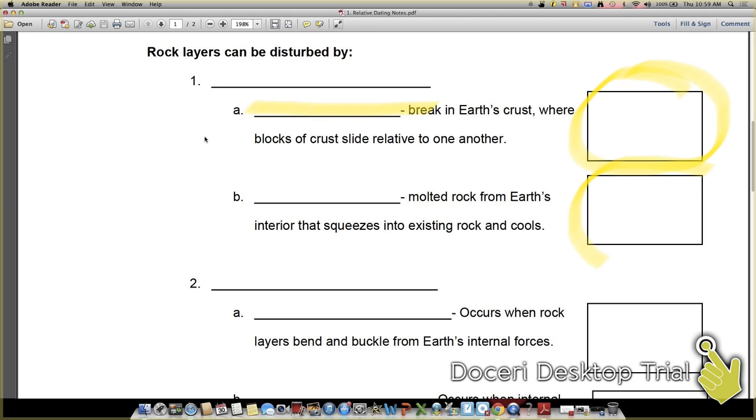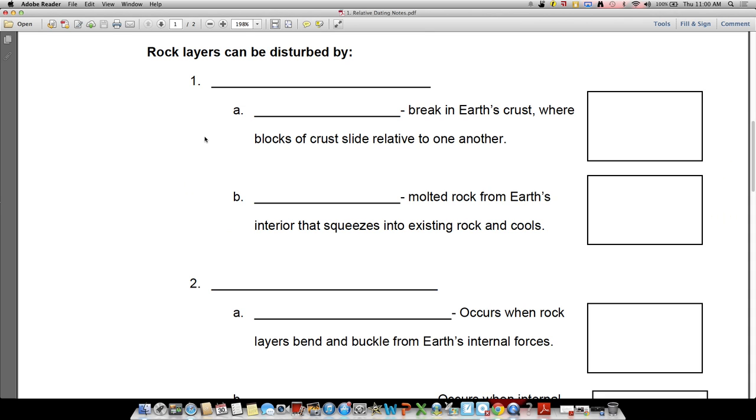Where you have molten lava pushing into the rock layers, that is an intrusion. Faults and intrusions are called features. Intrusions and faults are called features. Really, why do you think I gave you the song?